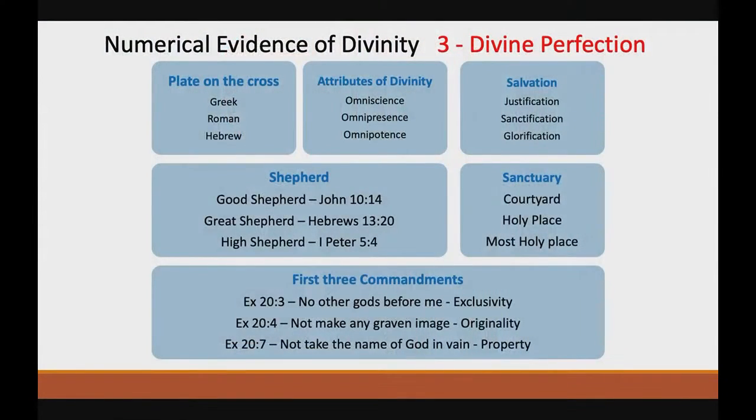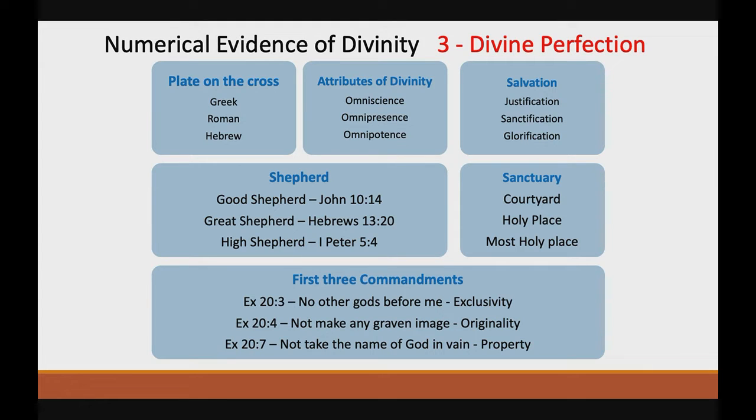Here I have some evidences for divinity. Number 3 is divinity. How many languages was Jesus identified in on the cross? Three languages: Greek, Roman, and Hebrew. How many attributes of divinity? 3. Omniscience, omnipresence, and omnipotence. Our salvation is divided into how many parts? 3 steps.